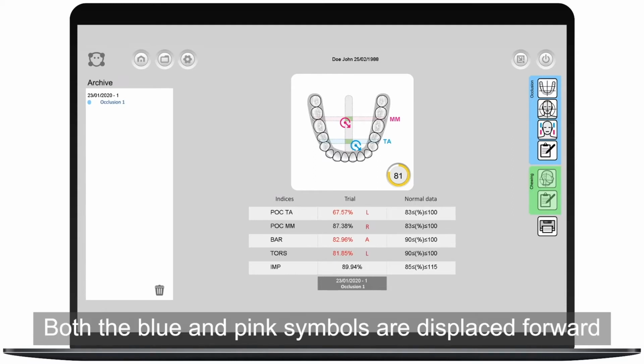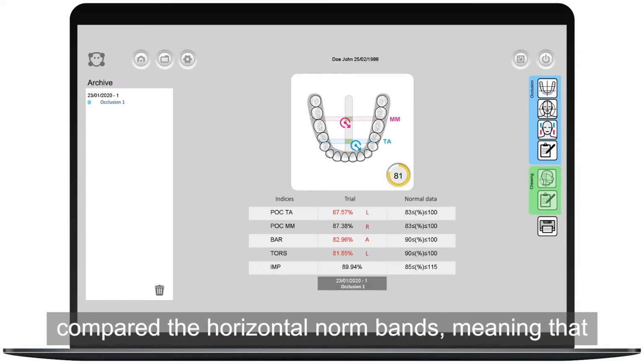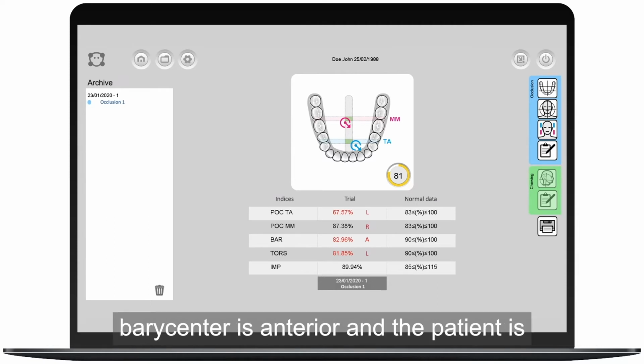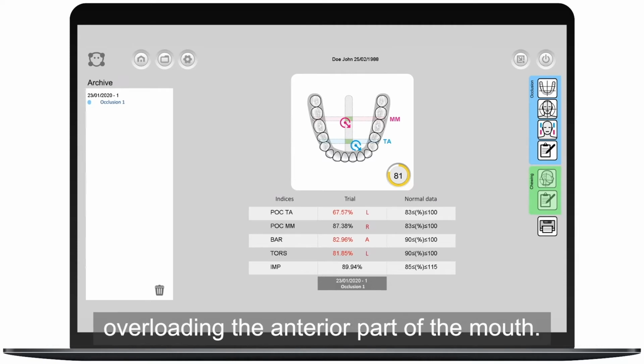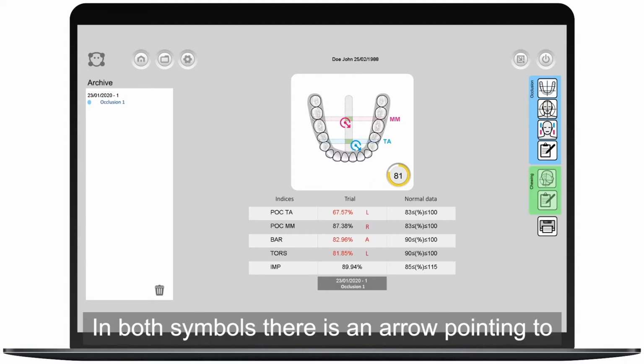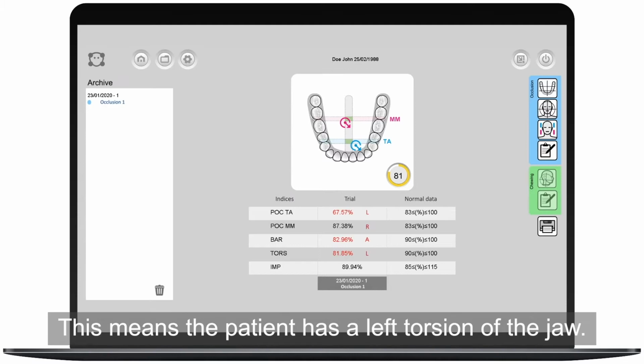Both the blue and pink symbols are displaced forward compared to the horizontal normative bands, meaning that the barycenter is anterior and the patient is overloading the anterior part of the mouth. Within both symbols, there is an arrow pointing to the left side of the mouth. This means that the patient has a left torsion of the jaw.